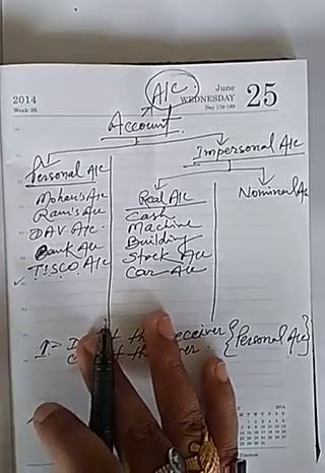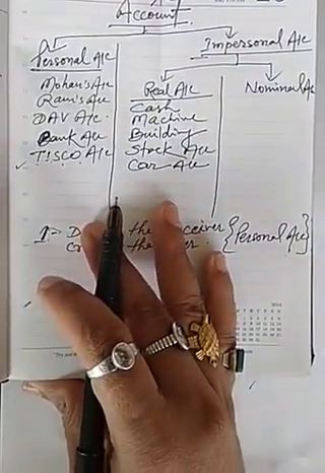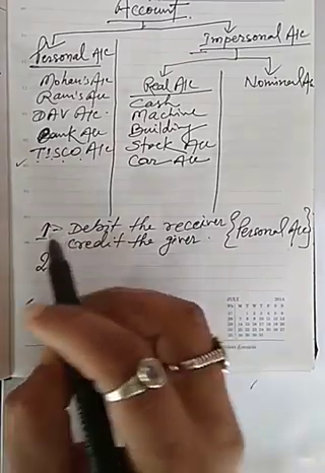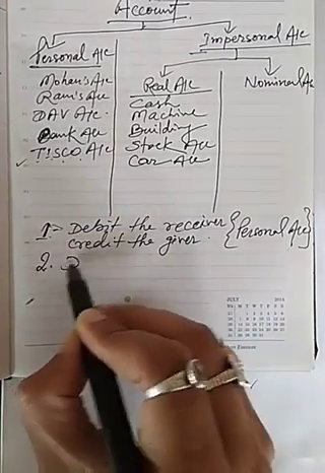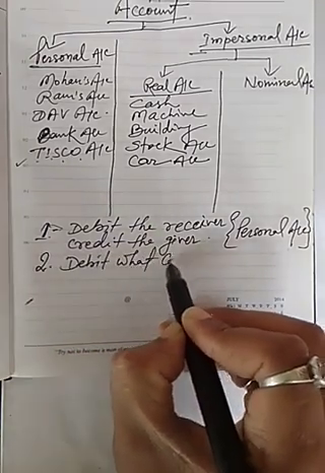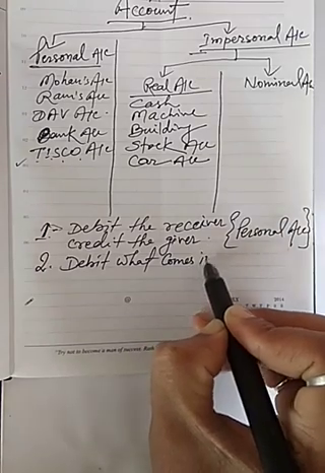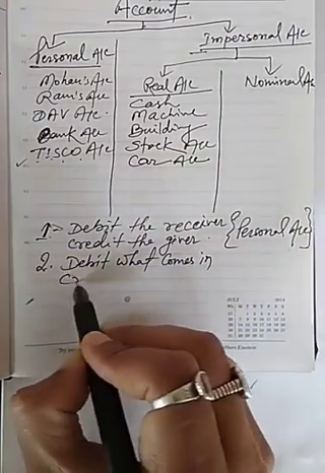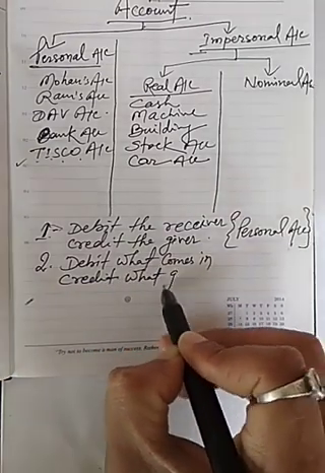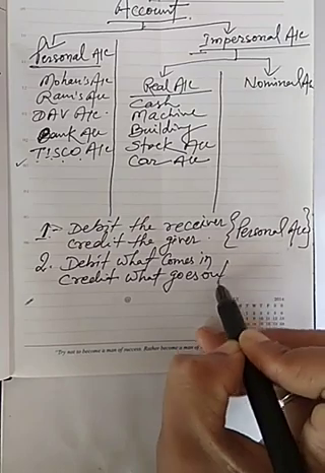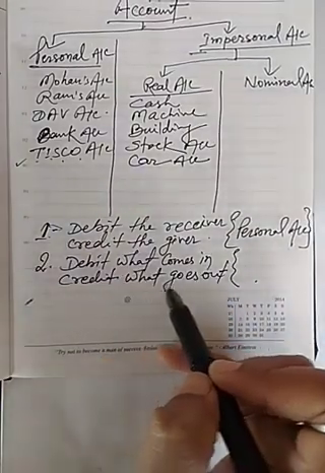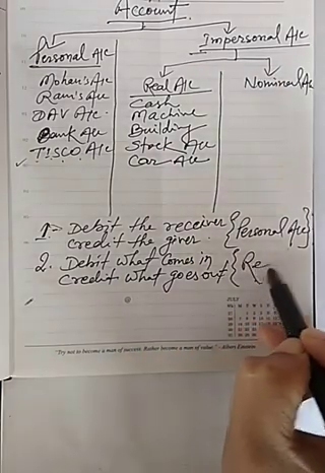The rule for real account will be: debit what comes in, credit what goes out. This is the rule for real account.